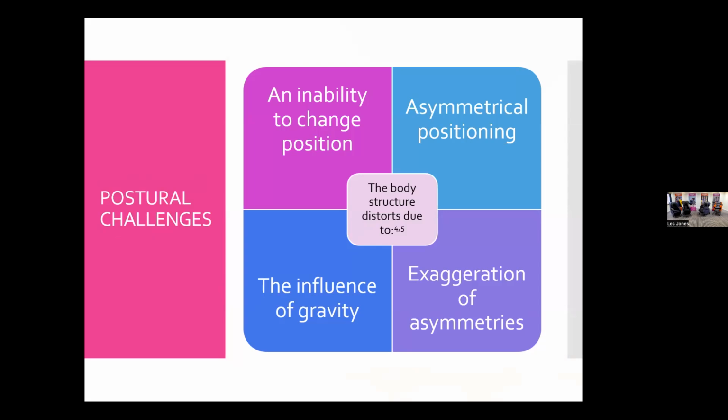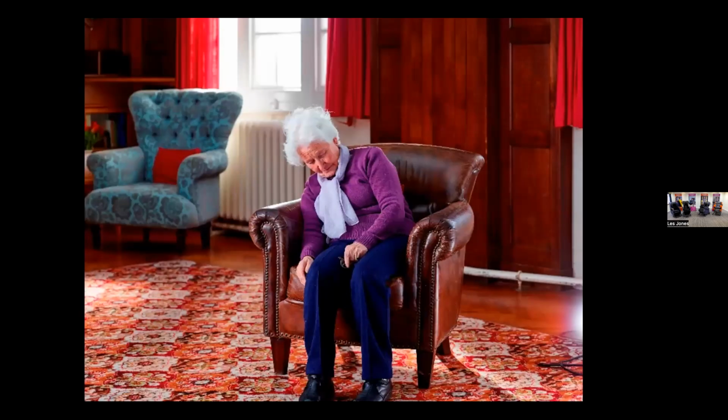Now, the body structure itself distorts due to various different things. So, of course, we've got that inability to change position, which then can lead to asymmetrical positioning. We've then got the influence of gravitational forces, which then exaggerate those asymmetries. And what that actually means visually, I touched on this earlier, but what we might see is generalized weakness. It's really difficult to hold ourselves up erect against gravity.